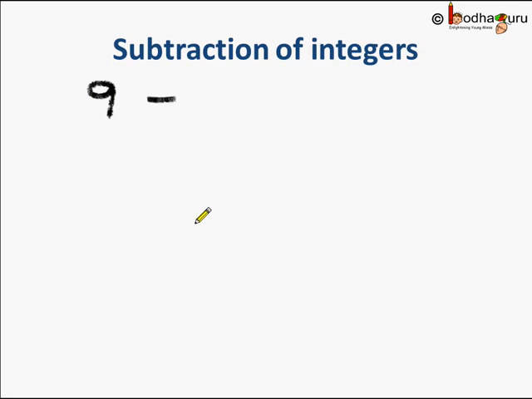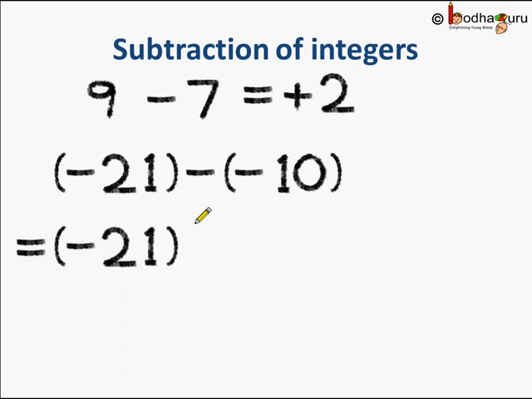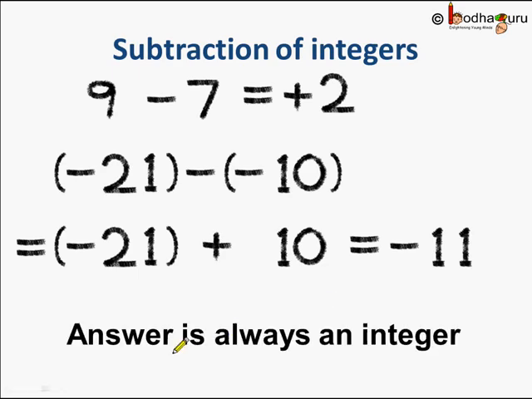Now let's see subtraction of integers. 9 minus 7 is equal to plus 2. Minus 21 minus 10 is equal to minus 21, minus becomes plus, so we get plus 10. And here the answer becomes minus 11. 21 minus 10 is 11, and we put the sign of the number which has the higher absolute value, which is 21, and it has a negative sign. So it becomes minus 11.